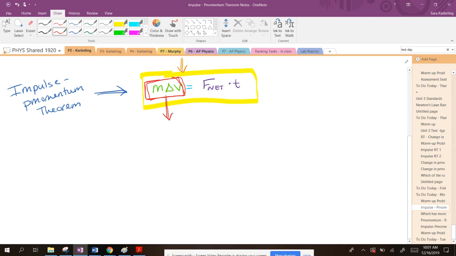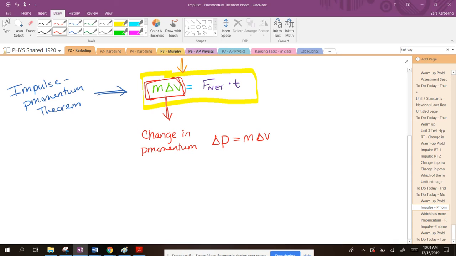This thing right here represents, well, that delta means what? Change, right? So this represents the change in momentum of an object or a system. Okay? Momentum is marked with the letter P. So change in momentum is delta P, and delta P is equal to m delta V.